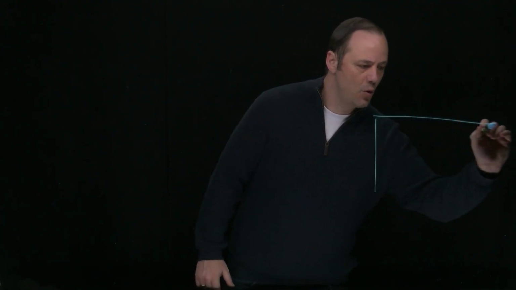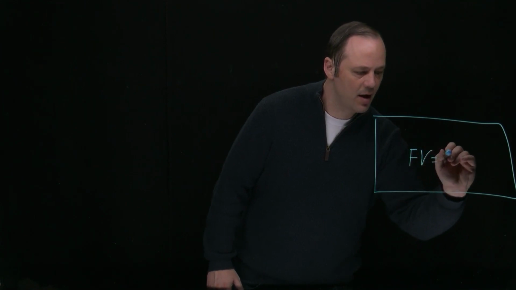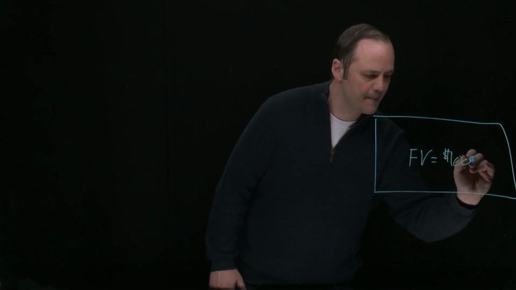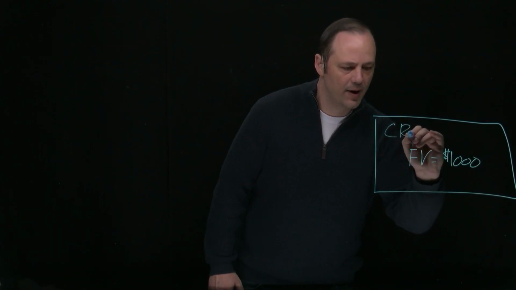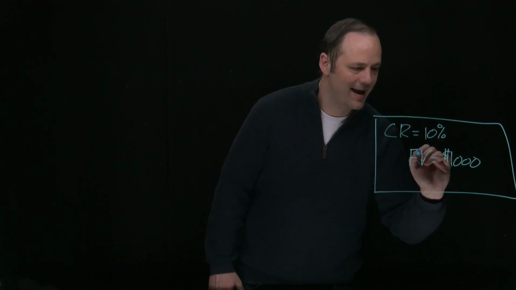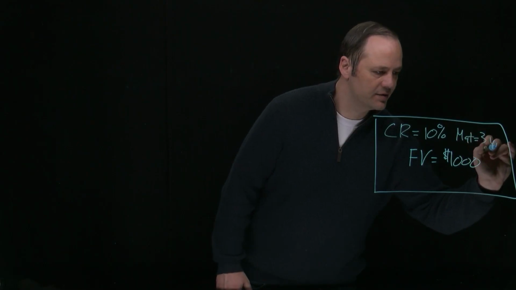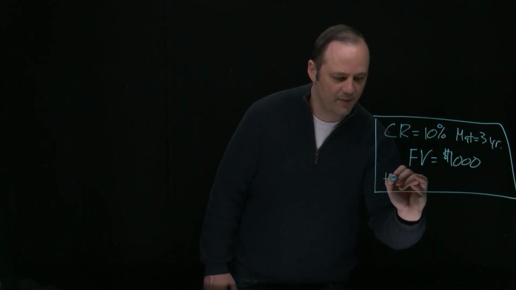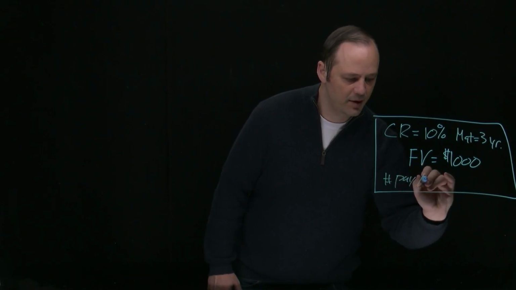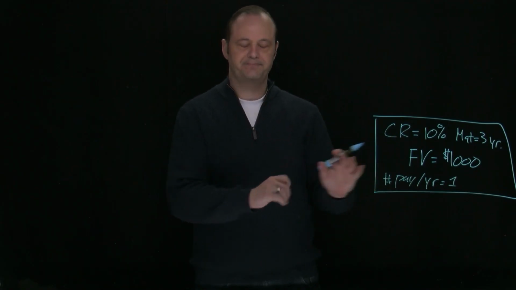All right, so let's think back to that bond we discussed a few minutes ago. So remember this bond. We had a coupon bond. It had a face value of $1,000. It had a coupon rate of 10%. It had a maturity in 3 years. Okay? And the number of payments per year was 1. So we had annual coupons.